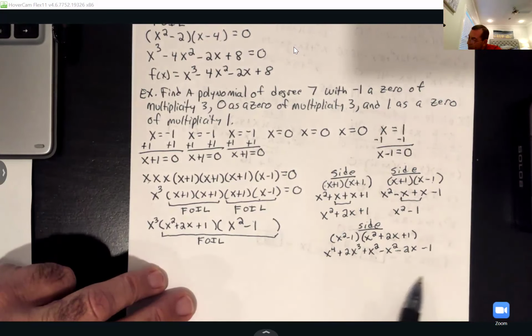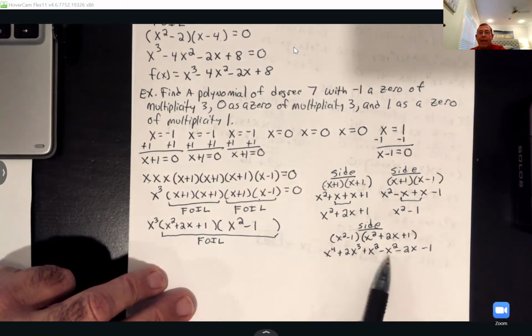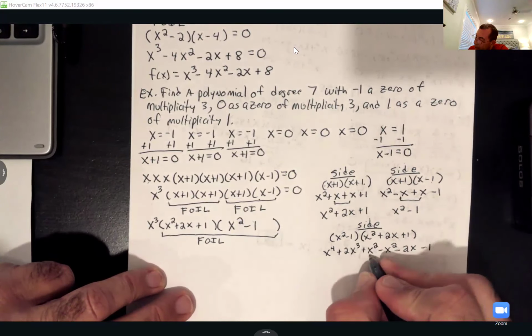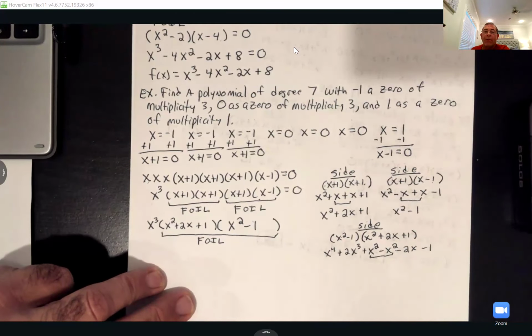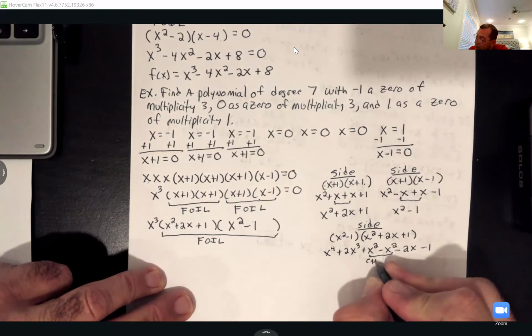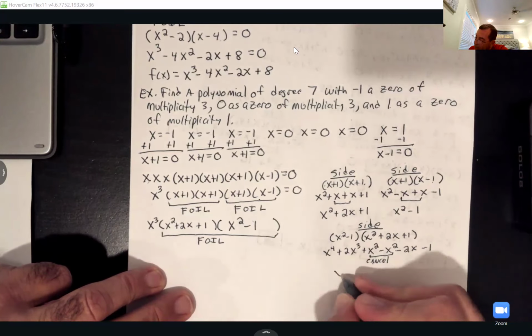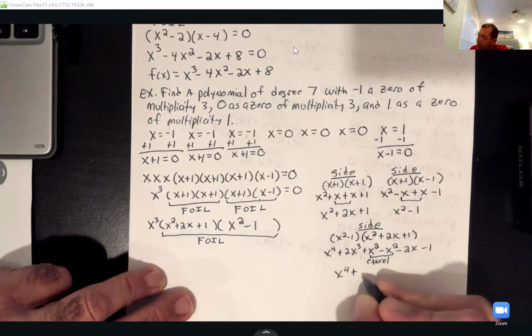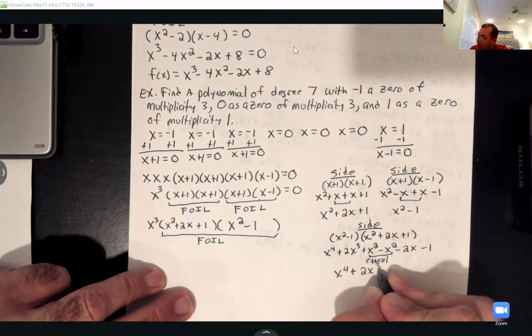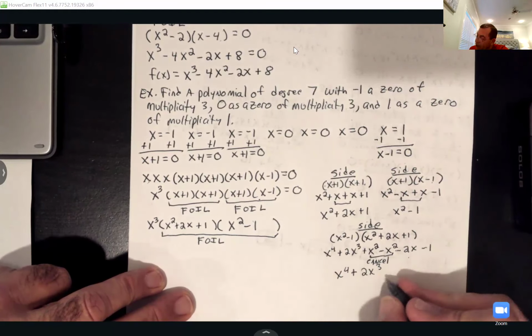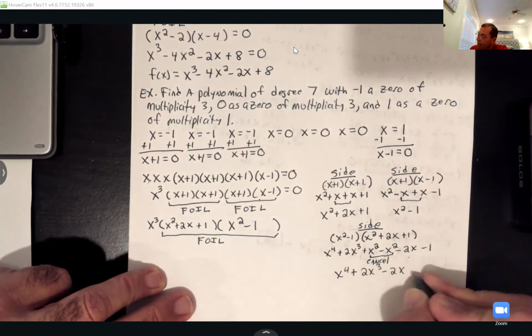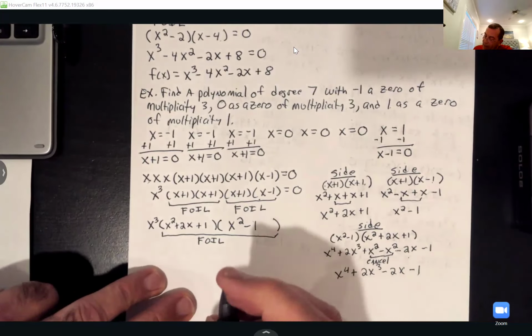So y'all, let me see what I got. I do got stuff canceling right here. That x squared and -x squared are going to cancel. So let's see what's left. I got an x to the 4th plus my 2x to the 3rd minus our 2x minus 1.